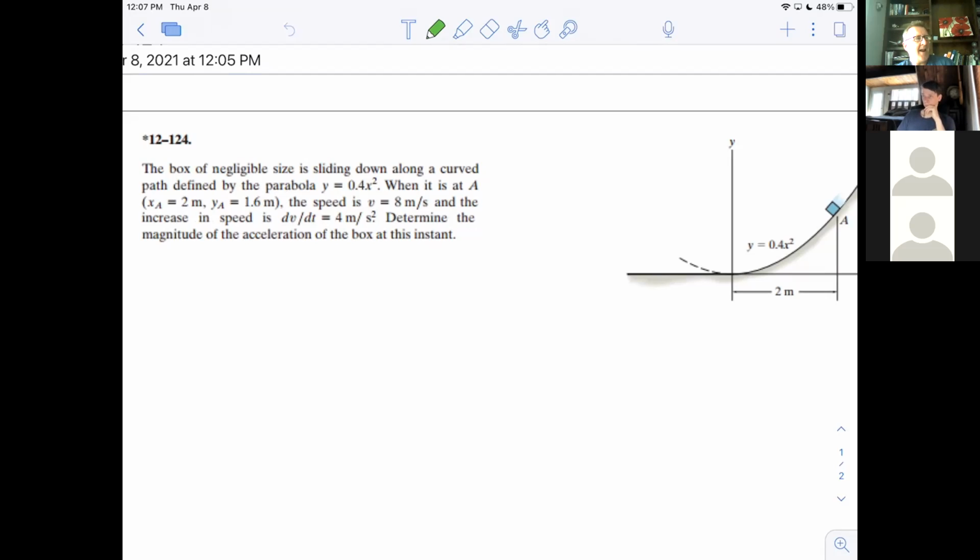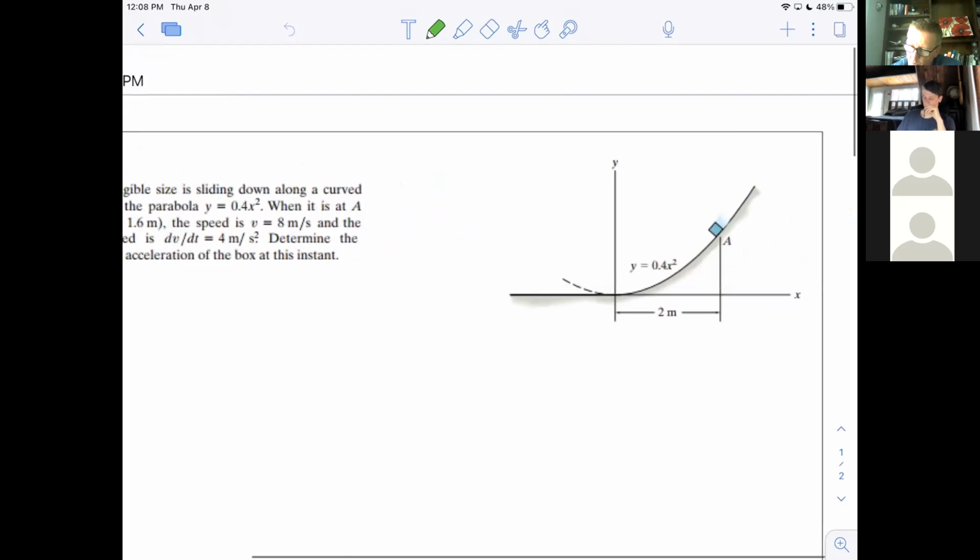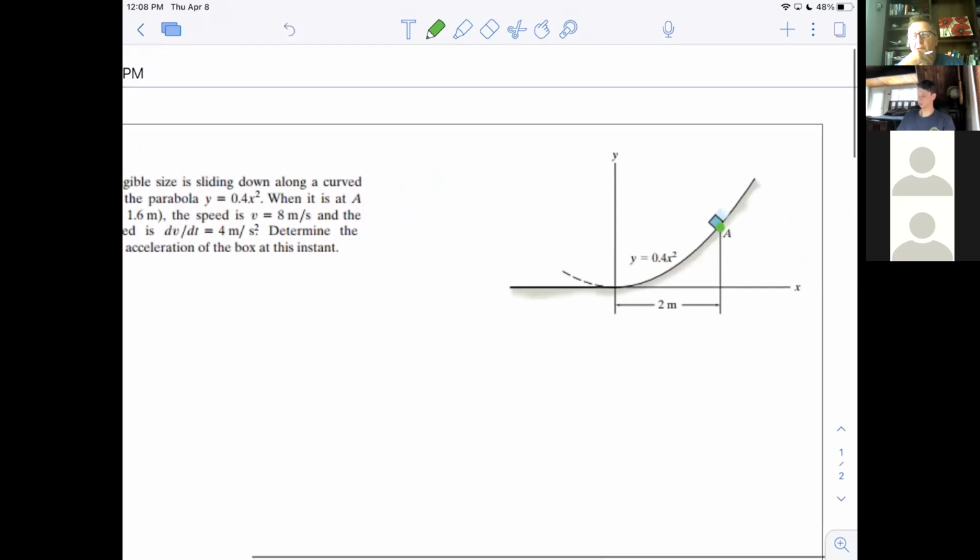When it's at A, and it tells us where that is, it's at the point (2, 1.6). So I know the coordinates of the point it's at. That's the point they're asking me something about. And of course, you always have to know where you are, because where you are determines that circle we were talking about. So even though this is a parabola, at that point we're on a circle, right?